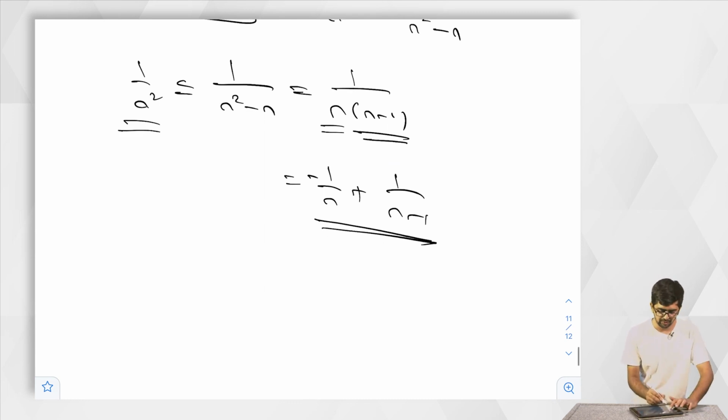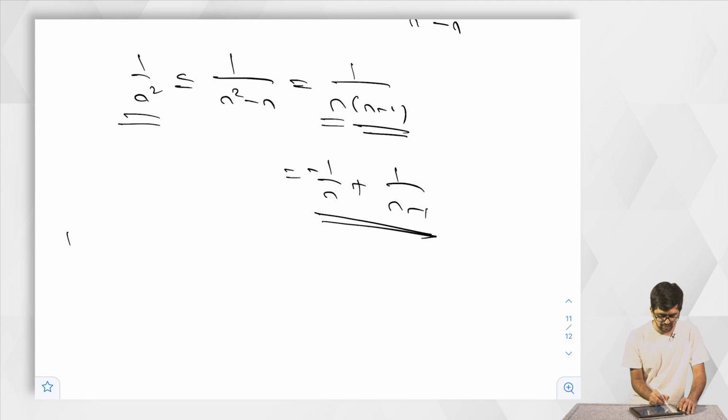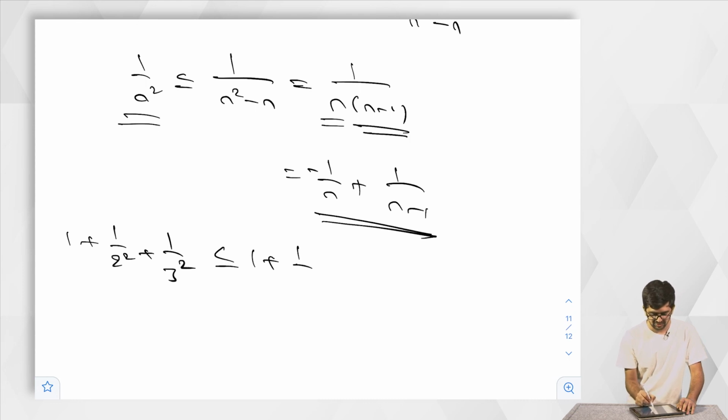Now let us do the following. Let us check 1 plus 1 by 2 square plus 1 by 3 square. This is less than or equal to 1 plus 1 by 2 square. I am writing as less than or equal to 2 minus 1 is 1, so 1 minus 1 by 2. For n is equal to 2, I am writing this.